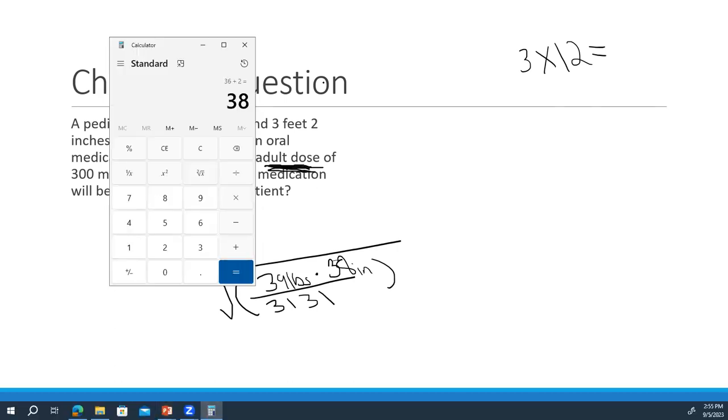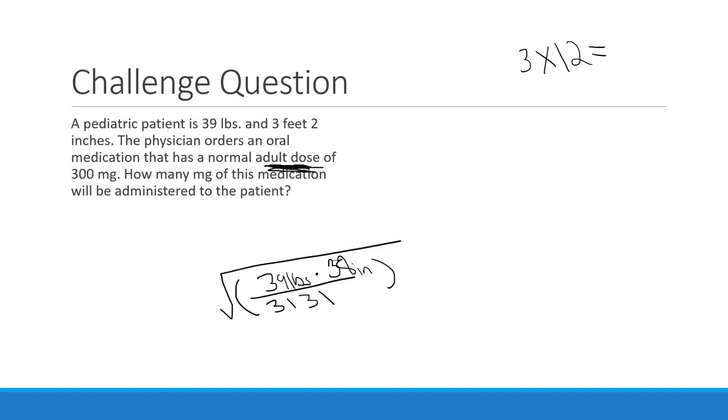Okay, so now we'll do our calculations. So we've got 38 times 39, and then divide that all by 3131. And that gives us 0.473312, all of that. I'm going to square root it, and that gives me 0.687999, all of that. So that's going to give me 0.69. Now putting this in my formula, that's my child's body surface area.